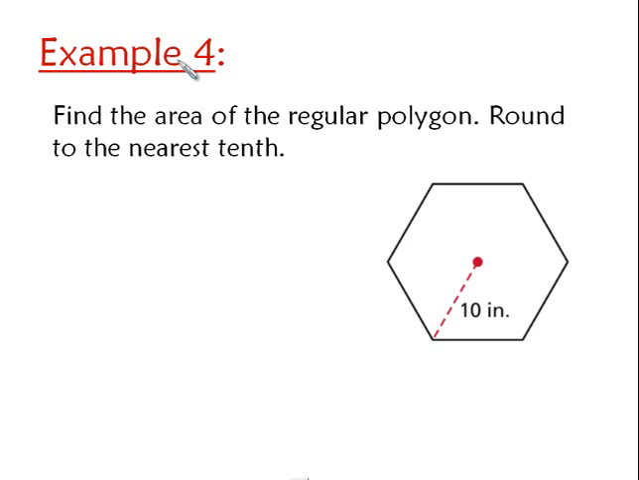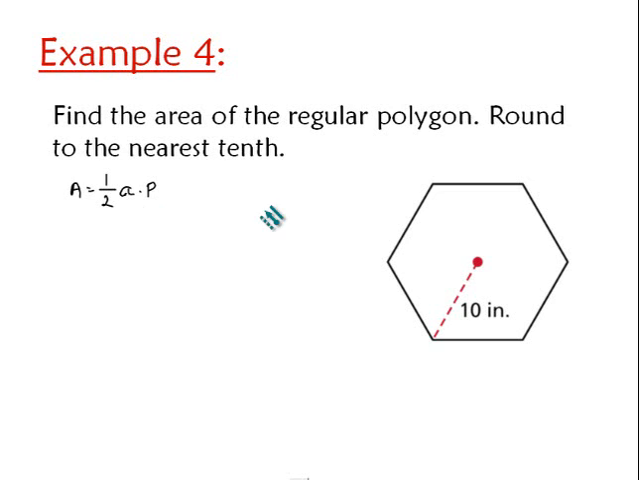Okay, example 4, find the area of the regular polygon, round to the nearest tenth. For this one, the only information I'm told is that the length from the center of the polygon to one of the vertices is 10 inches. To find the area, I have to take 1/2 times the apothem times the perimeter. Now, I don't know either of these values, and that's what I'm going to have to look for.